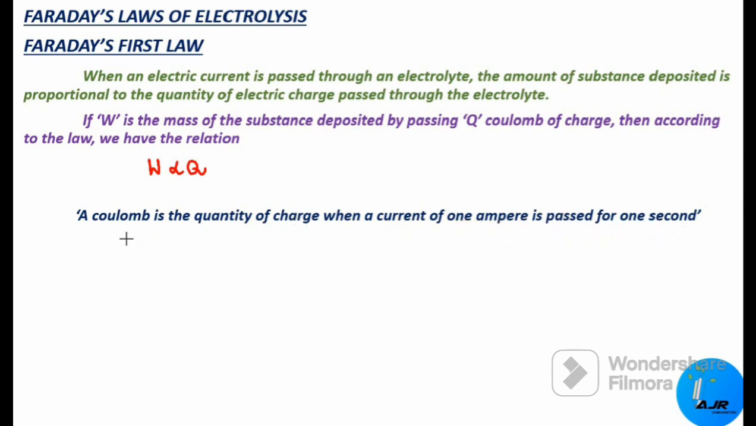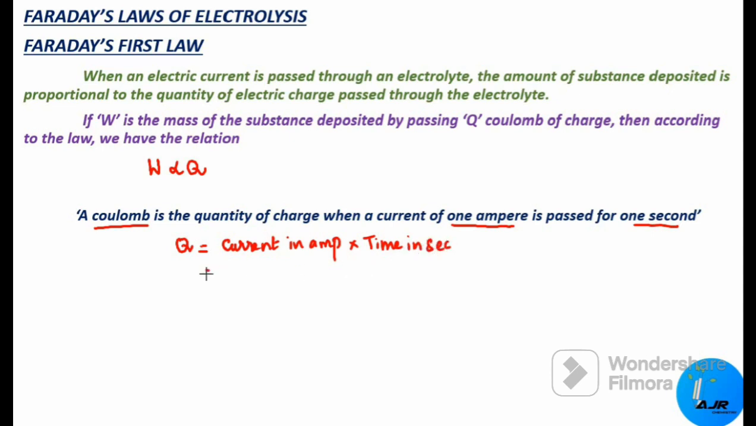What is a coulomb? It is the quantity of charge when a current of 1 ampere is passed for 1 second. The amount of charge in coulombs is Q equal to current in amperes into time in seconds. Understood?